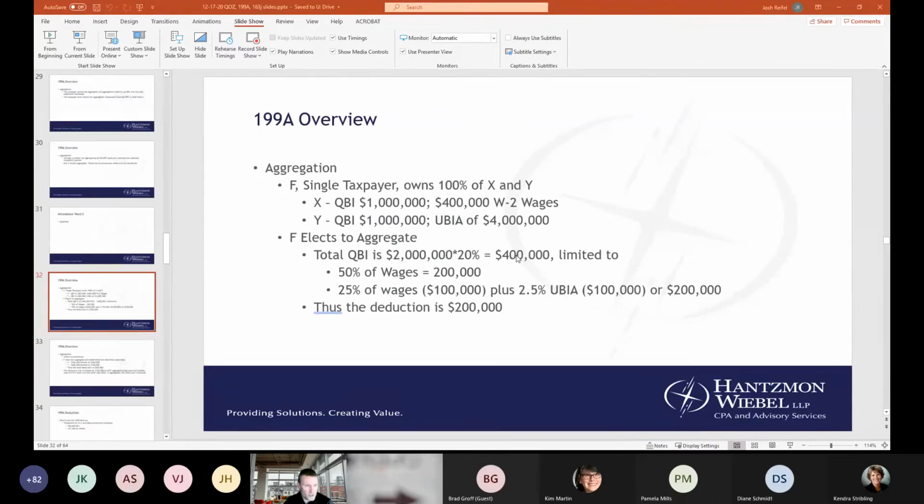All right, so in our example here, F is a single taxpayer who owns 100% of X and Y. Both X and Y have $1 million of QBI. X has $400,000 of wages, and Y has $4 million of UBIA. If F elects to aggregate, the total QBI is $2 million, the combination of the two, 20% of which is $400,000. Since they're aggregating, they're taking the wages and the UBIA, finding the largest amount, which in this case, they're both equal to $200,000. So by aggregating, they're allowed to take a $200,000 deduction.